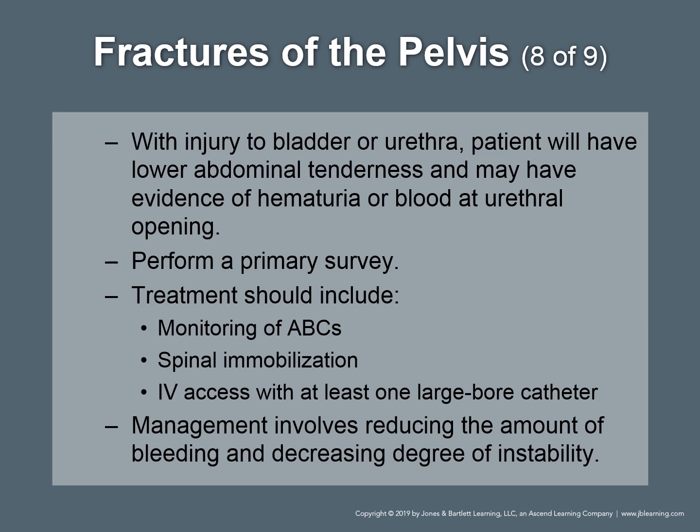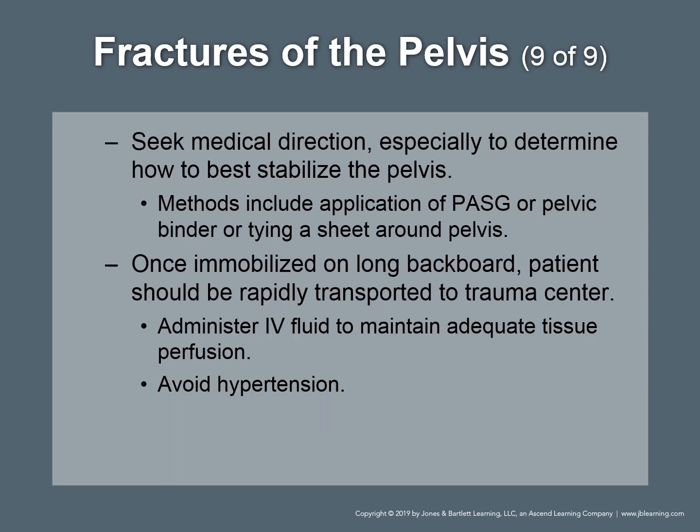Do your primary survey, do your airway, breathing, circulation, immobilize the spine, do your 2 large bore IVs, get IV access. All pelvic fractures have the potential to result in massive hemorrhage. Reduce the amount of bleeding and decrease the degree of instability. Use your pelvic splints. Try to stabilize and reduce that bleeding. And talk to medical direction. Sometimes they'll tell you the best way to stabilize the pelvis. Use a binder, pillow splint, sheet splint. You could even use your pneumatic anti-shock garments to stabilize the pelvis.